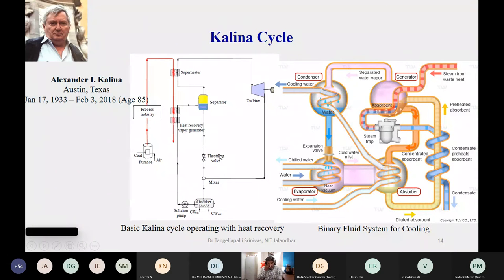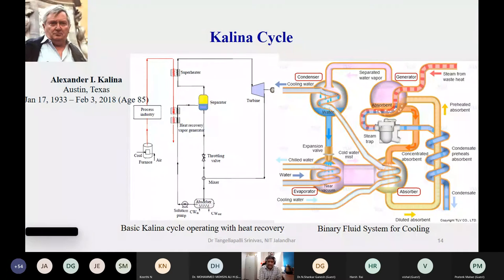Basically, the main working principle of this binary fluid power cycle is, let me explain this for the Rankine cycle, then I will show the modifications compared to the Rankine cycle. There is a turbine and heat rejection, you may call this a condenser. Actually, it is an absorber. Then there is a pump and boiler. Turbine, condenser, pump, and boiler.